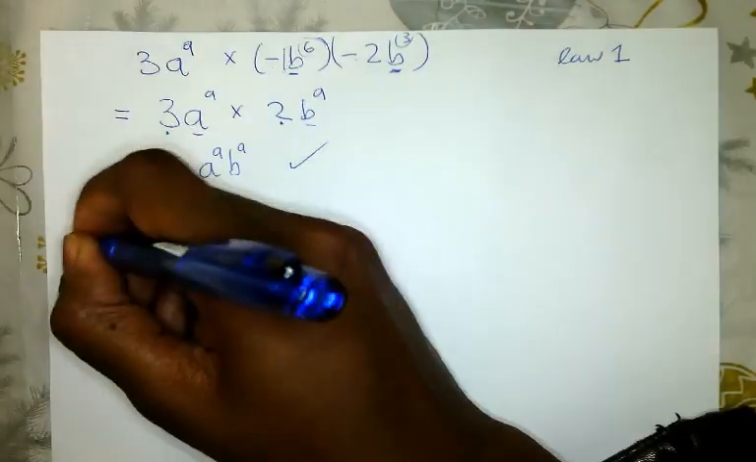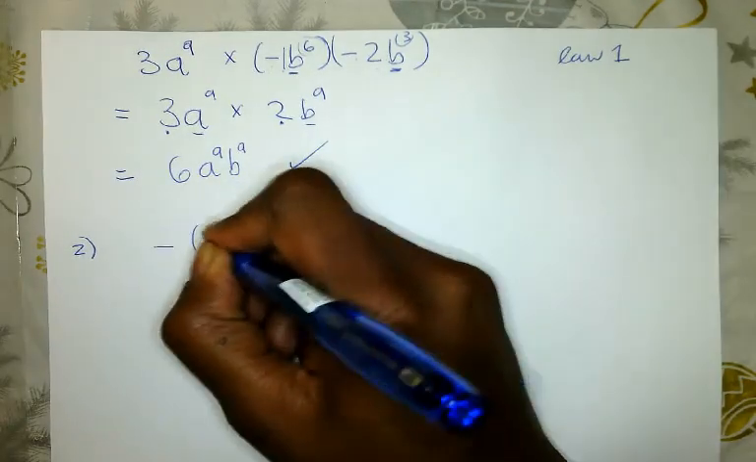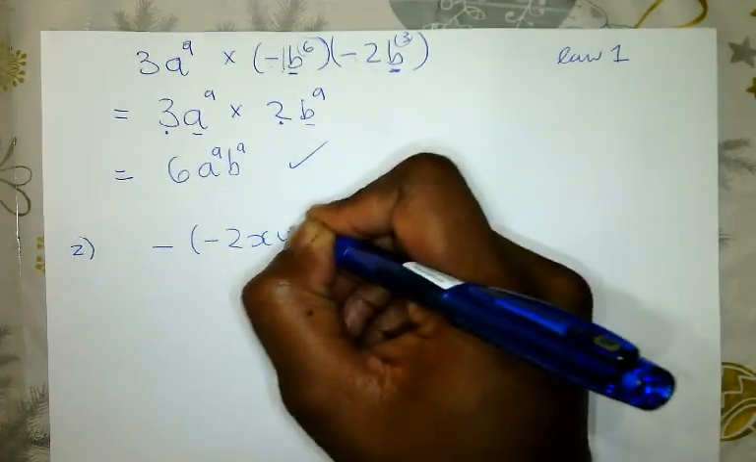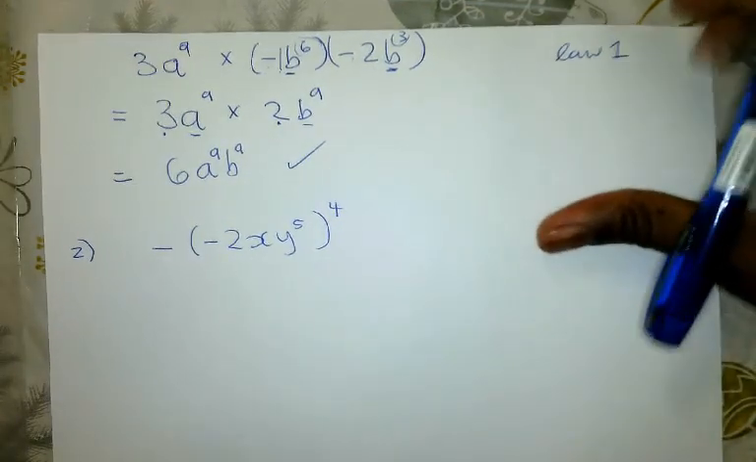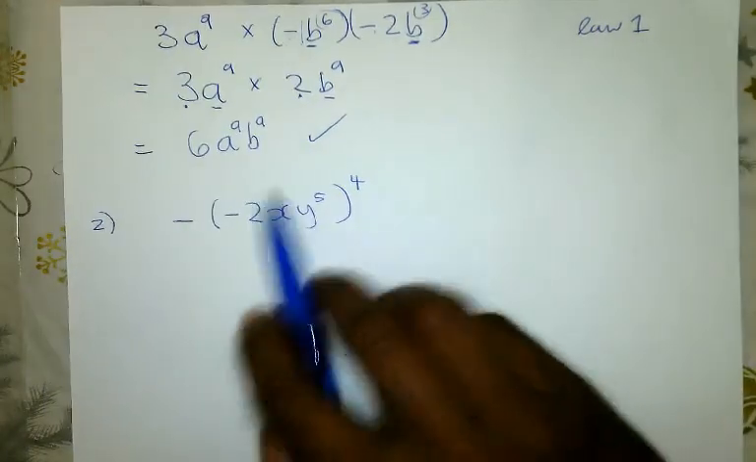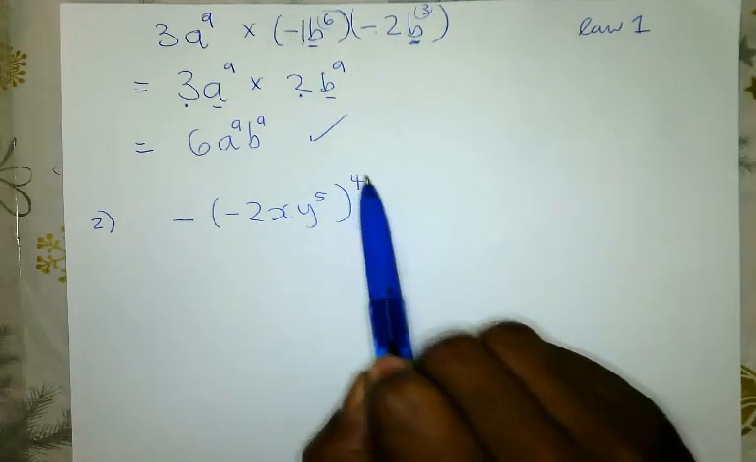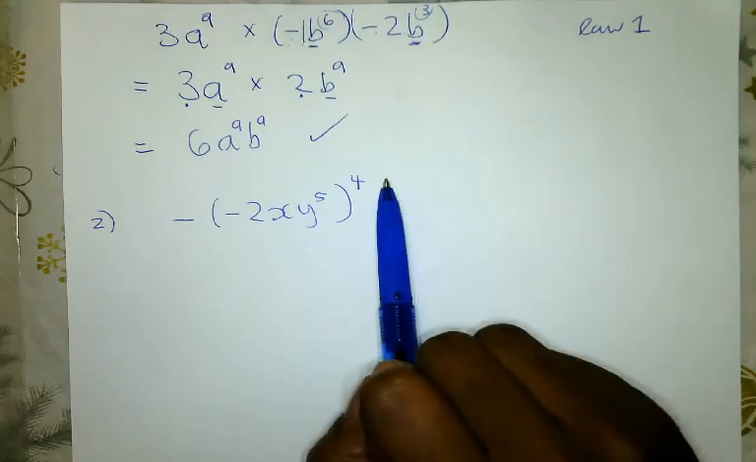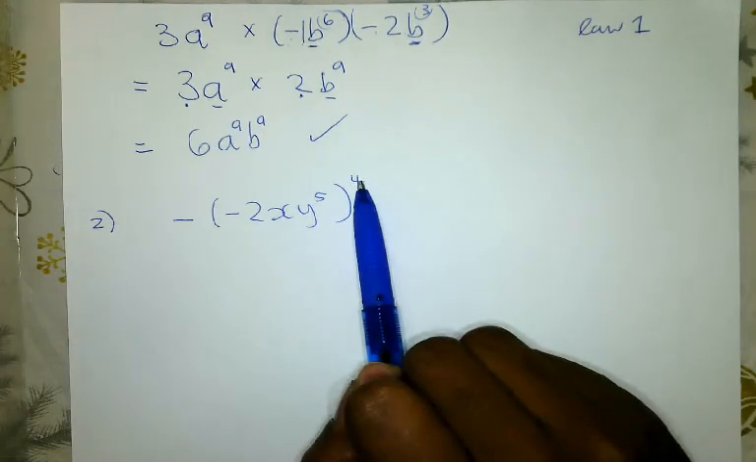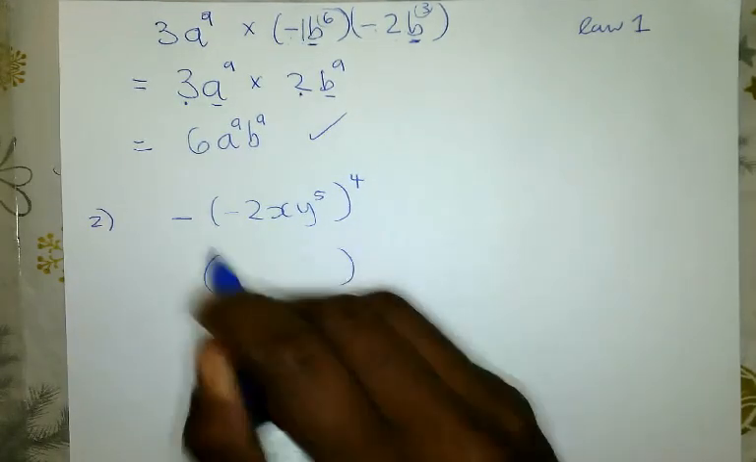And then the second question: negative 2xy^5 to the 4. So what did we say? If we have a negative number inside the bracket, we look at the exponent there. Is it an even number or an odd number? Even. It's an even number, so our answer is going to be positive. But I have to keep it inside the bracket because I have a negative outside.